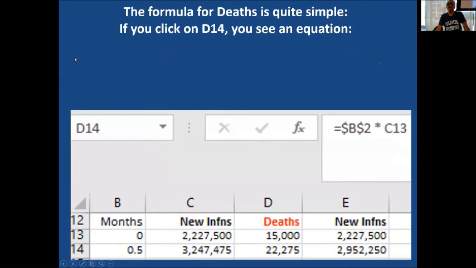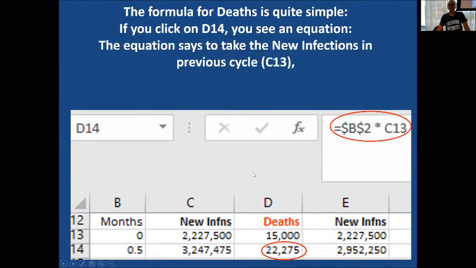And the formula for deaths is even simpler. If you click on one of the cells, you'll see an equation that just says B2 times C13. All that is, B2 is the mortality fraction, which is taken to be 1%. And you take the previous cycle's infections and you take 1% of that. 2.275 million becomes 22,270. That's it. So the formula for deaths in our model is really trivial.